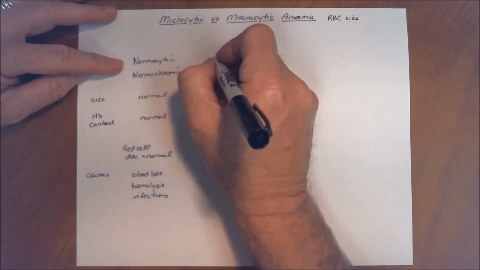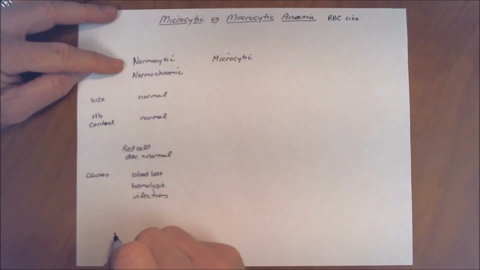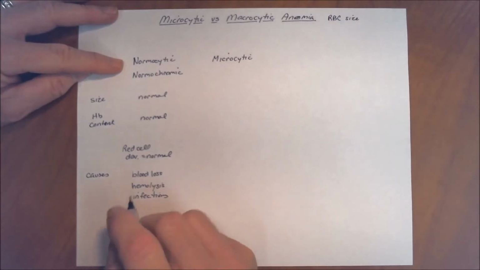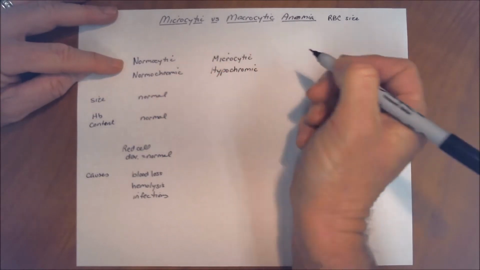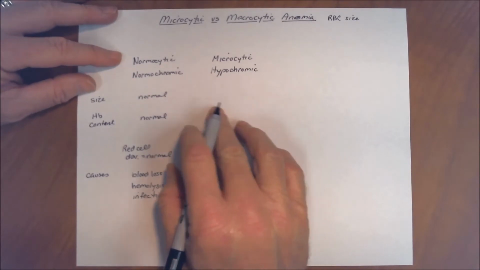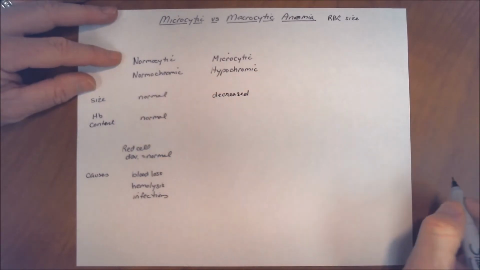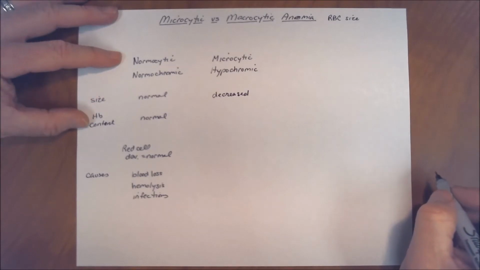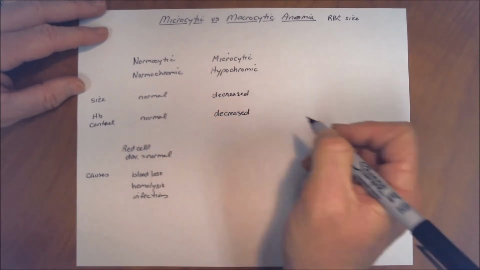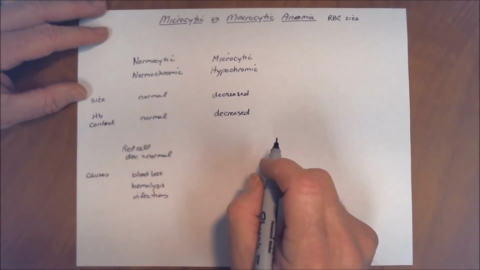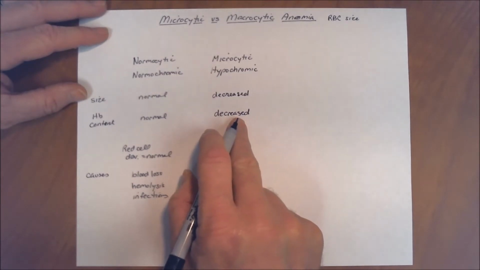Now, if we look at a change in red blood cell size, let's look at the microcytic anemia. Whenever it's microcytic, it is going to be hypochromic. So under these conditions, the red blood cell size is going to be decreased. They're going to be smaller. The total hemoglobin content is also going to be decreased, of course, because a smaller cell will hold less total hemoglobin. The hemoglobin concentration will be normal unless there's a thalassemia.